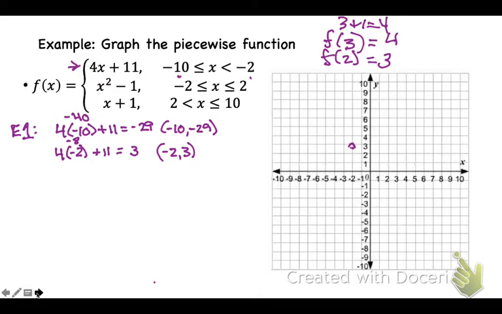I can't really make an open circle, so I guess I'm going to do that. Open circle. Yes? Now, I cannot do negative 10, negative 29 on this graph, can I? But since this is linear, can I just count my slope over here to the left? Yes. What is my slope of 4x plus 11? What's the slope? This equation, what's the slope?